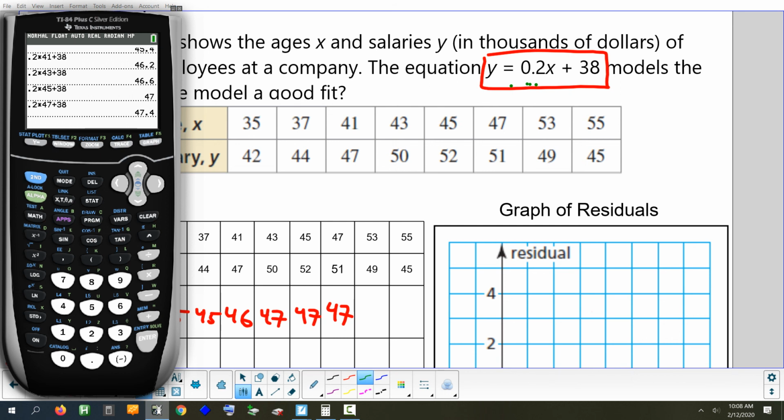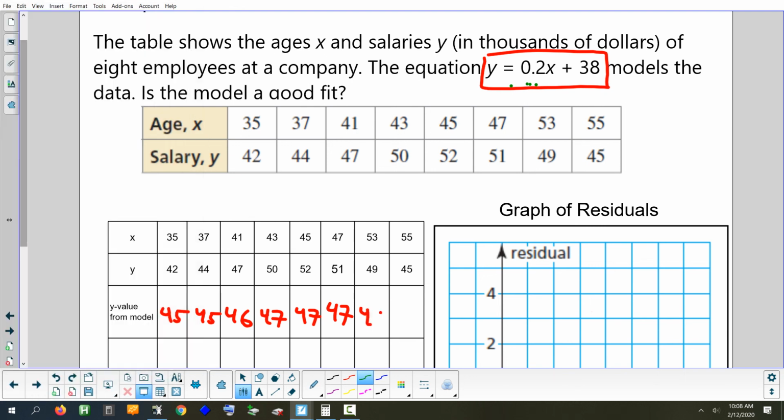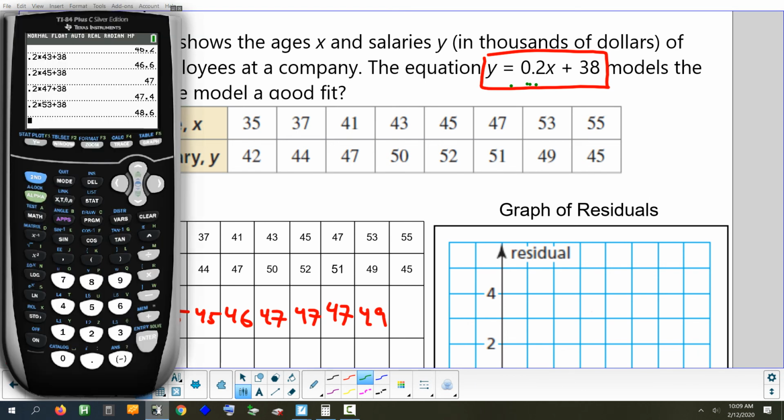Next X value? 53. 0.2 times 53 plus 38. We get 49 if we round it. That was a good one. Were we supposed to round? Yeah, we're rounding. You can round it, that's fine. And what about 55? Let's see. 0.2 times 55 plus 38. Exactly 49.